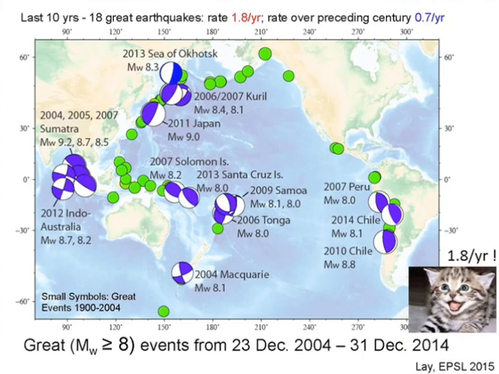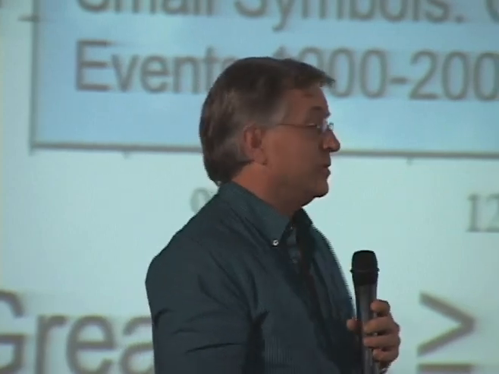It's a big number. It scares my cat. Because if you look at the last 100 years before that, the average was less than 1 a year. It was 0.7 per year. So during that 10-year period, from 2004 to 2014, there was a 250% or a 2.5 times increase in the rate of giant earthquakes around the world, measured as magnitude 8 and larger events.